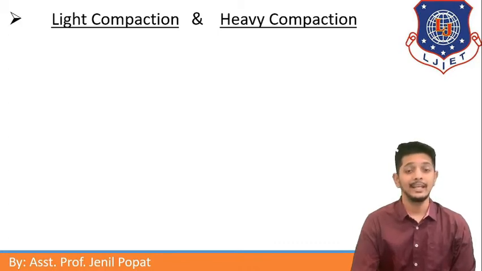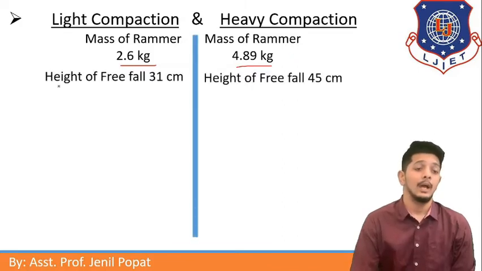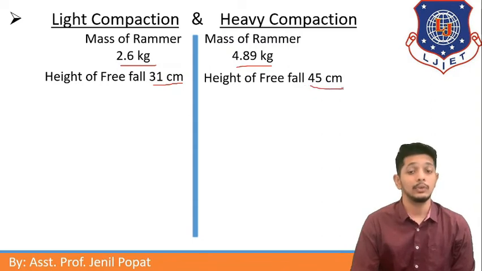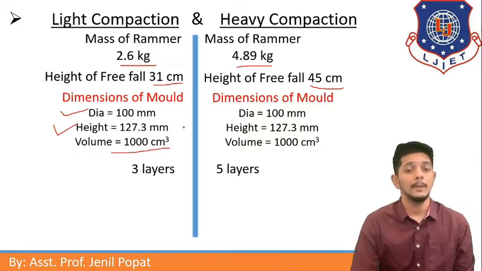Let us understand the difference between light compaction and heavy compaction. When we are compacting in a light manner, the mass of the hammer is taken as 2.6 kg, but in heavy compaction, the mass of the hammer is taken as 4.89 kg. The height of free fall in light compaction is 31 cm, whereas in heavy compaction it is 45 cm. The dimensions of the mold are diameter 100 mm, height 127.3 mm, and the volume of the cylinder is 1000 cm³, which will be the same in heavy compaction too.